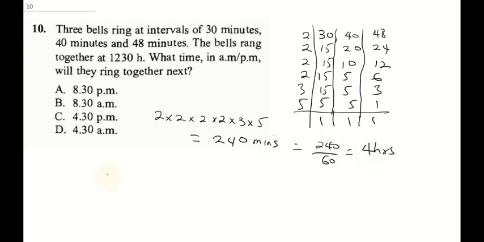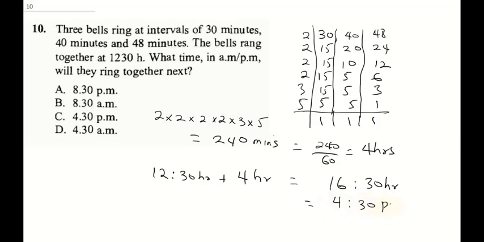So what I'm going to do is add 1230 hours plus 4 hours. So this is going to give me 1630 hours, and this is the same thing as 4:30 p.m. So the correct answer here is what? C.